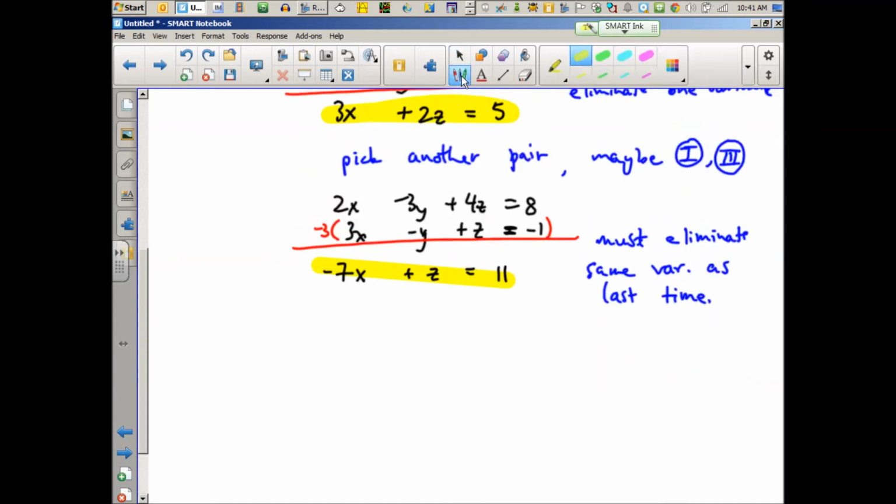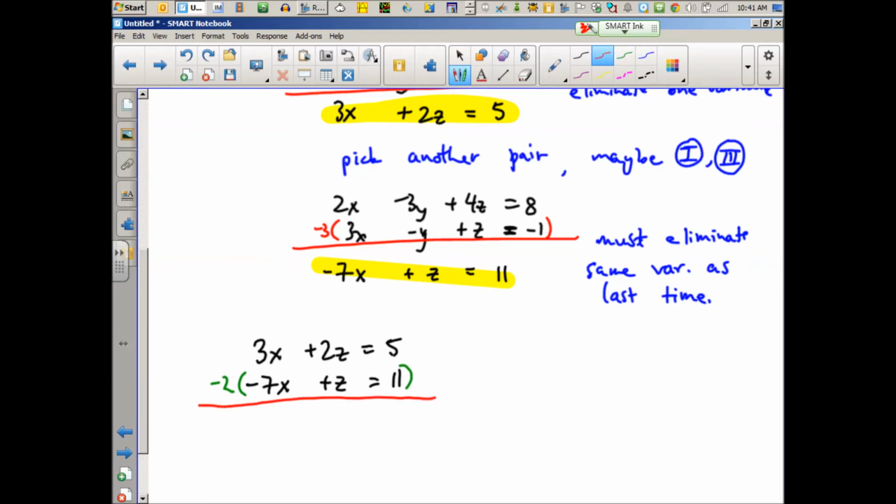But here are your 2 equations. 3x plus 2z equals 5. Negative 7x plus z equals 11. And I think what I'll do is just multiply the second equation by -2 and add these together. So I end up with 17x, because I have 3x plus 14x. The z's are now gone. And I get basically 5 plus 22, which is 27. So x, unfortunately, is 27/17.